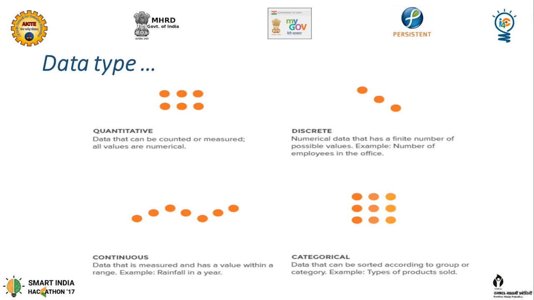And last is categorical: the data that can be sorted according to a group or a category. An example is types of products sold. If I am talking about different types of products, the product could be mechanical products, electrical products, plumbing products. Because the number of products is very high, one has to classify them so that you can answer. And second, because it has a natural hierarchy, plumbing product will not go under electrical product. So there is a hierarchy, and that's why you have to categorize them, take them under a category.